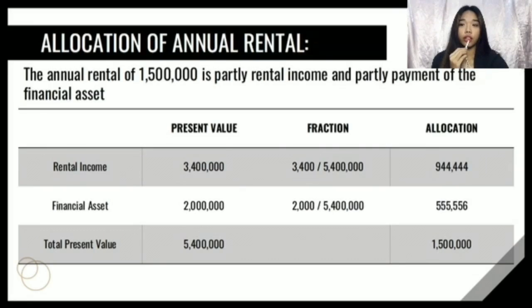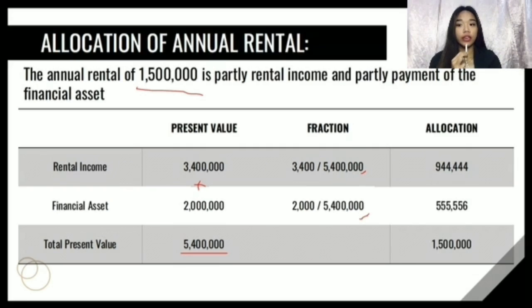Let's go now to the allocation of annual rental. The annual rental of 1,500,000 is partly a rental income and partly payment of the financial asset. So in order for us to compute the total present value, we'll sum up the present value of rental income and financial asset, which is 3,400,000 plus 2 million. So that's 5,400,000. For the fraction, it's 3,400 over the 5,400,000. And for the financial asset, 2,000 over 5,400,000.